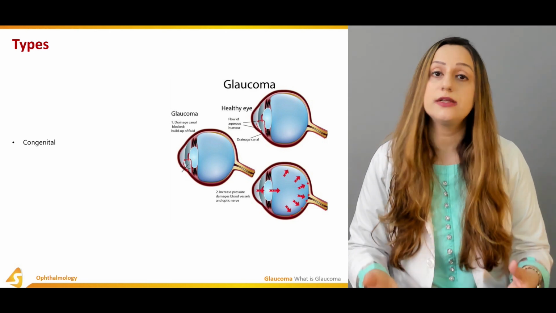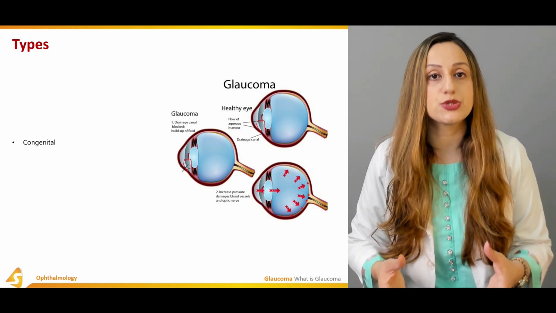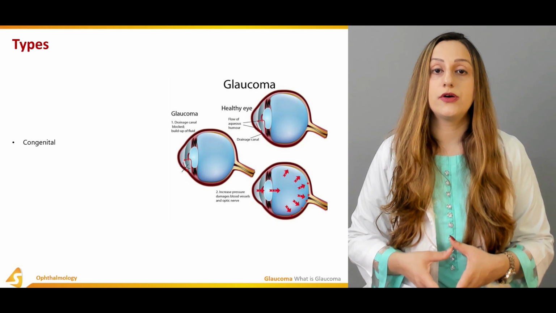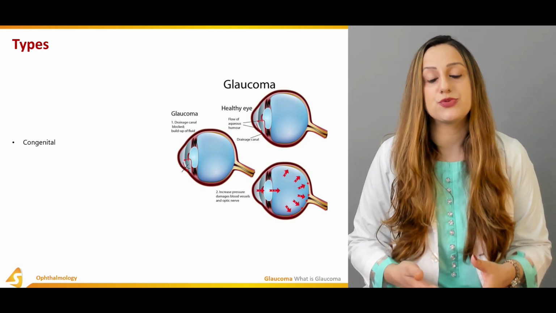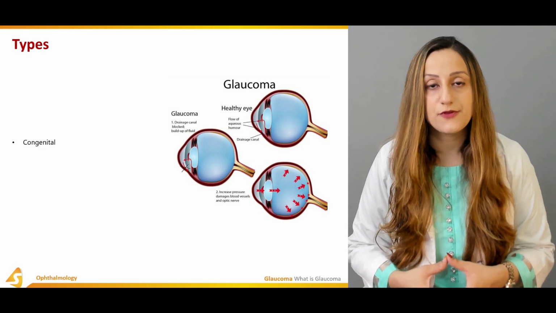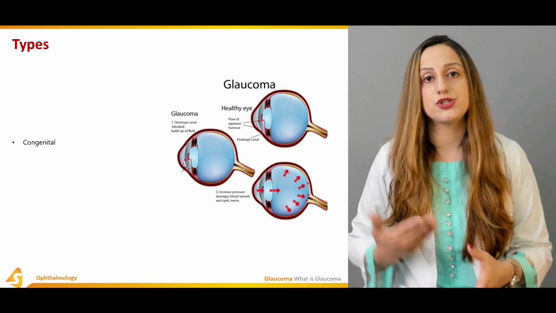It can be a congenital cause. So the genetic predisposition is always there. Having or writing down the complete detailed family history, the socioeconomic history, is very important whenever you are taking the history from a patient of glaucoma.